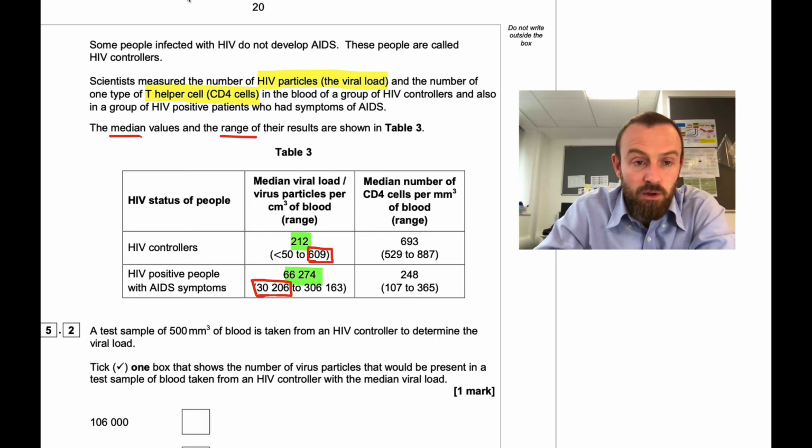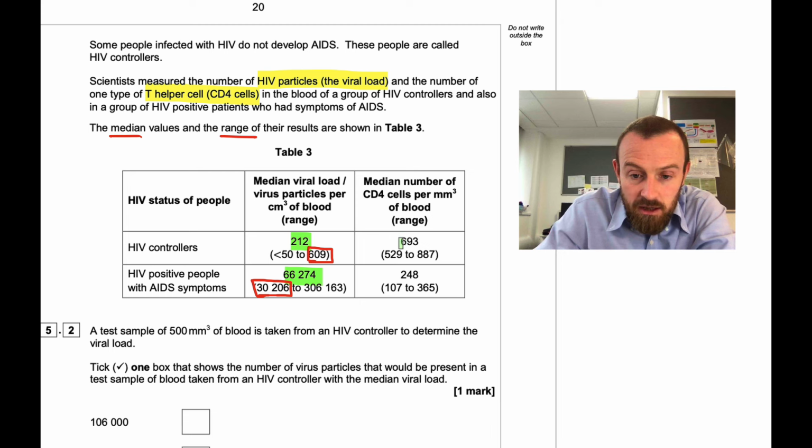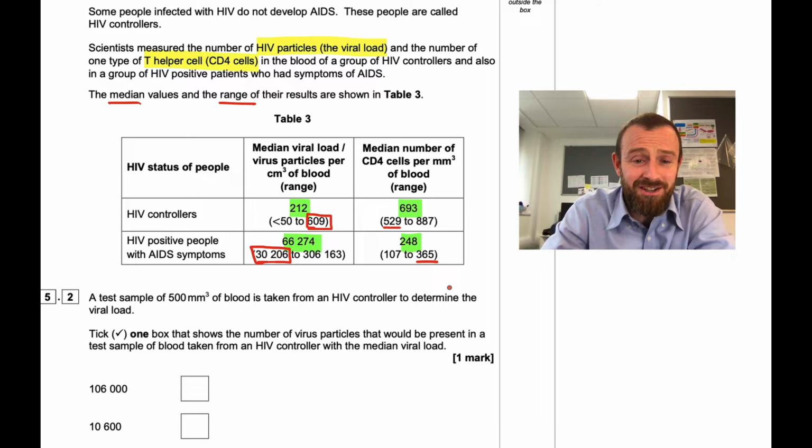What about the CD4 cells? Let's look at that. 693 to 248. Now there's still no overlap. The lowest number of CD4 cells, because CD4 cells are good and we want lots of them, the lowest number of CD4 cells in the HIV controllers is 529, and the highest in the people who have symptoms of AIDS is 365, so they don't overlap. So hopefully that's interesting. I don't know if that's going to come up in a further question or if that's just interesting.